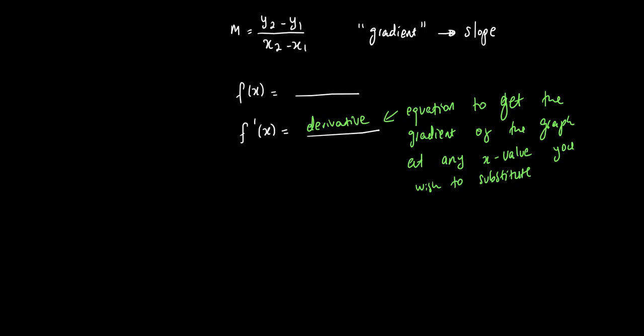Now to demonstrate that, let's say we have f of x. They say find the derivative, and then you're given f of x. Let's just say it's 2x cubed minus x. Now this is a cubic function.